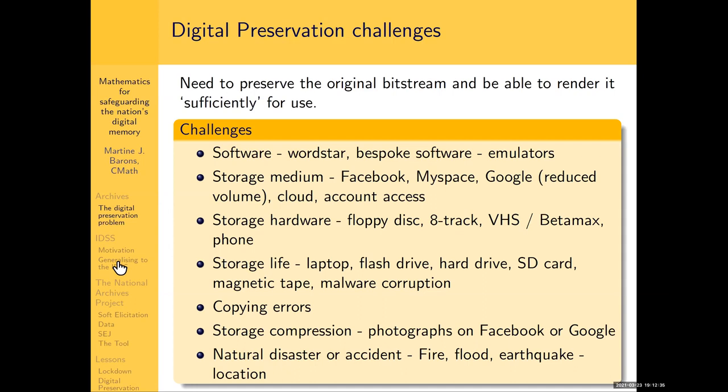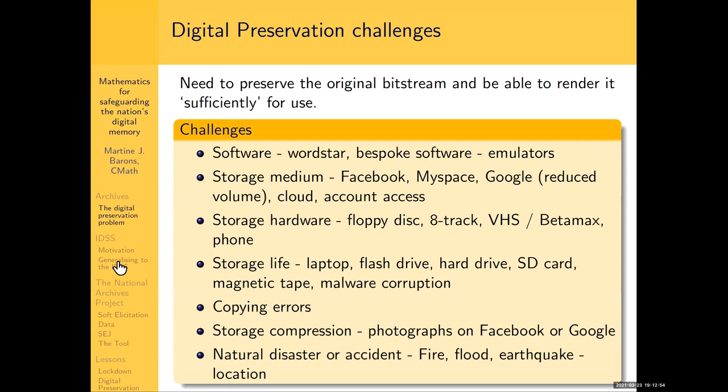A lot of my coursework is on floppy disk. If I could find the floppy disks, I have no floppy disk drive to read them on, and by now they may not be completely preserved. 8-tracks, VHS, Betamax, getting your phone stolen. There are lots and lots of ways to lose digital data.